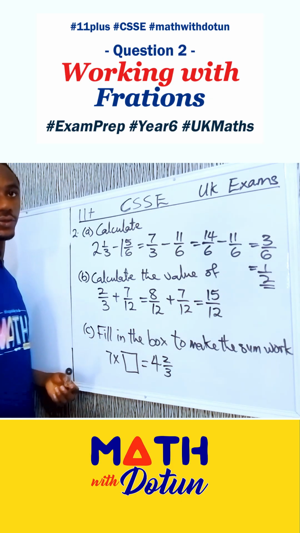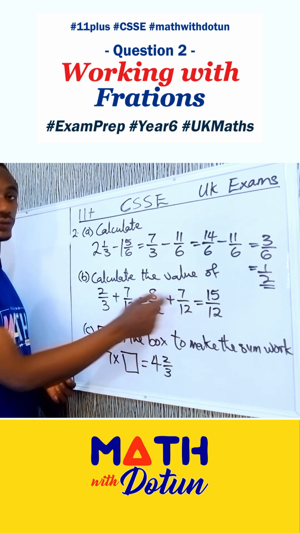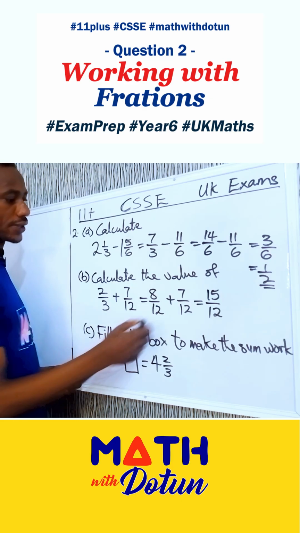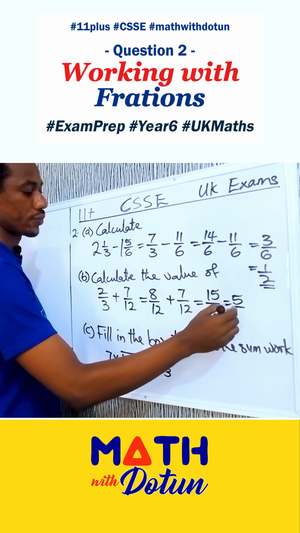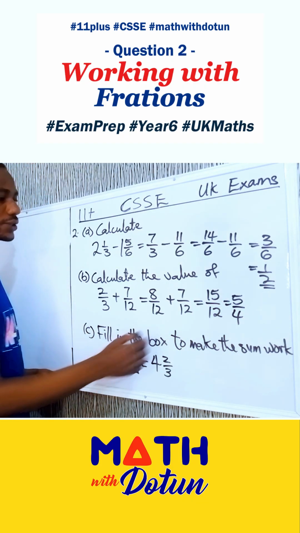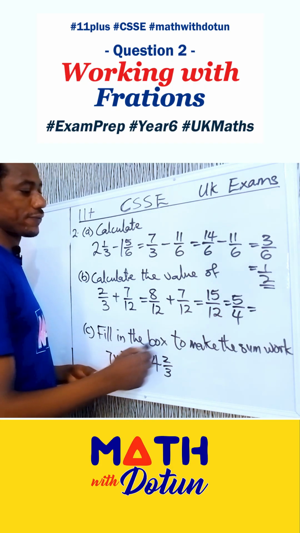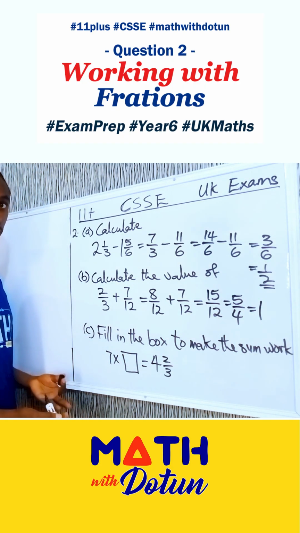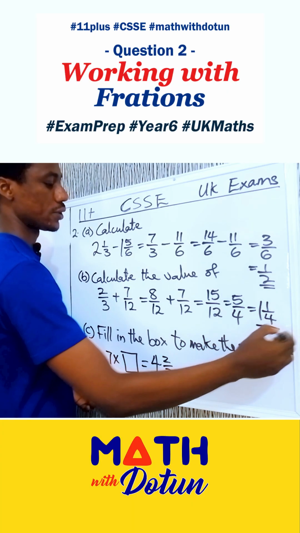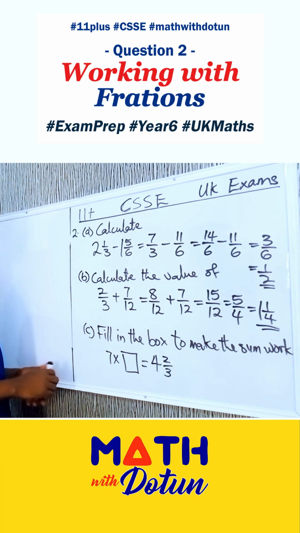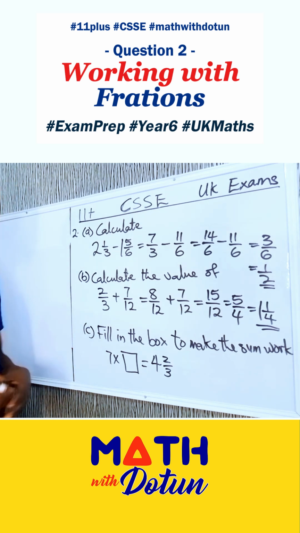What is the highest common factor that can divide 15 and also divide 12? That's 3. So 3 goes into 15 5 times, and 3 into 12 4 times. Best we take our number to a mixed number. How many 4s are there in 5? 1, and the remainder is 1/4. That's our final answer, 1¼. That's the answer for the second one.